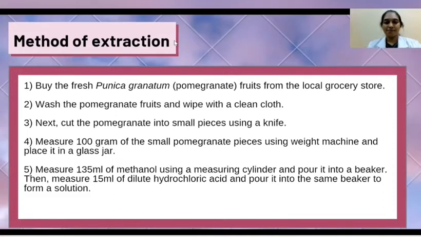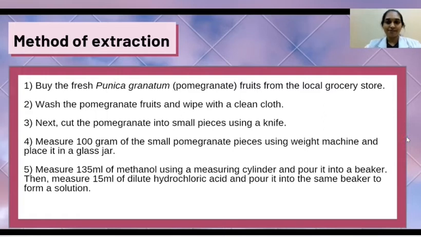The fifth step, we have to measure 135 ml of methanol using a measuring cylinder and pour it into a beaker. Then measure 15 ml of dilute hydrochloric acid and pour it into the same beaker to form a solution. So in total, you will get 150 ml of solution.